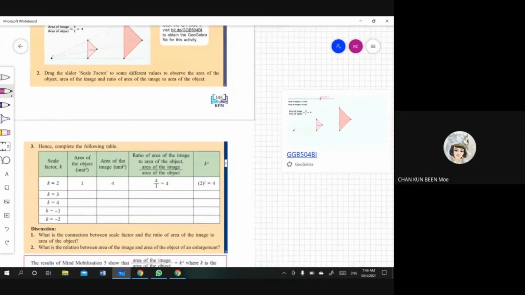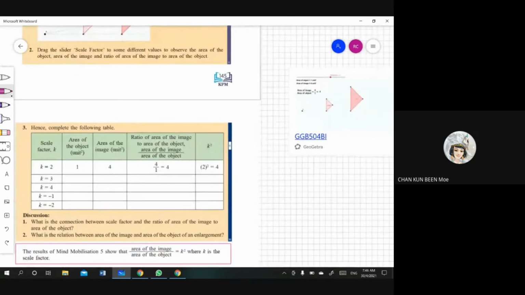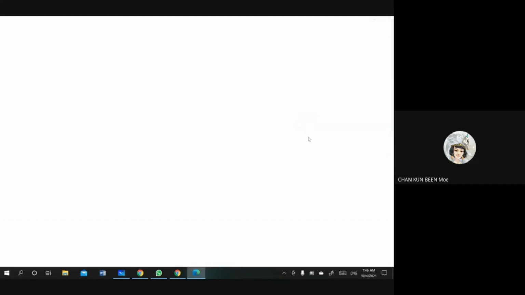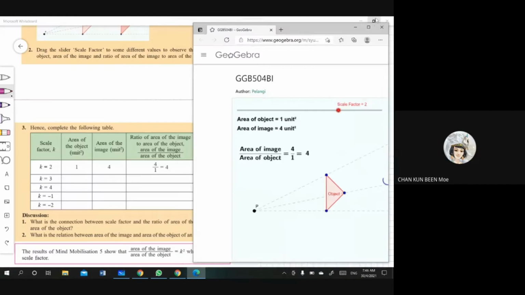So they ask you to do this exercise over here, given you the table, then you have to complete it. So the first one is already given. When the scale factor is equal to 2 with the area of the object, which is 1, the area of the image will be 4. This one is given in your book. They ask you to go through it.